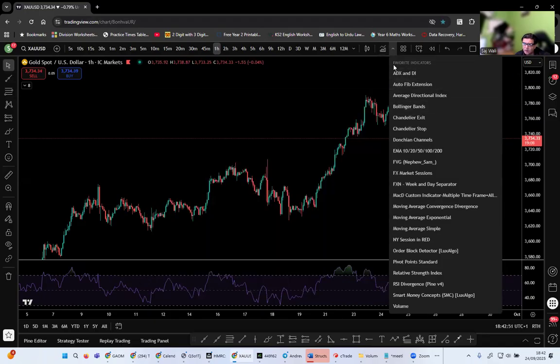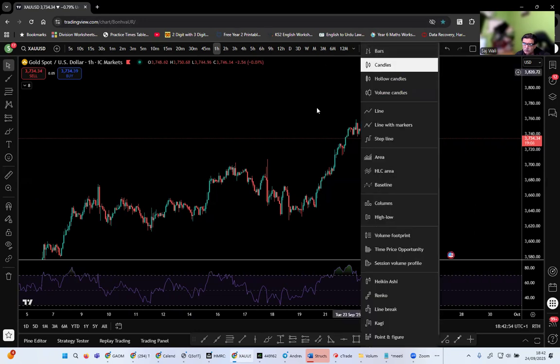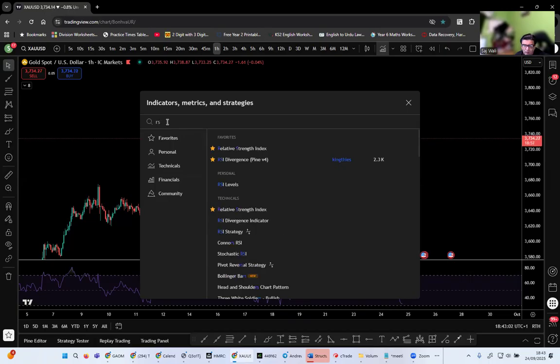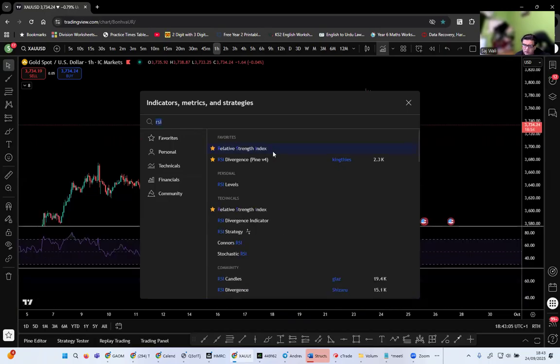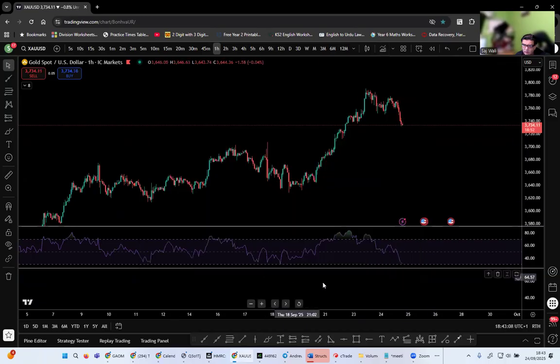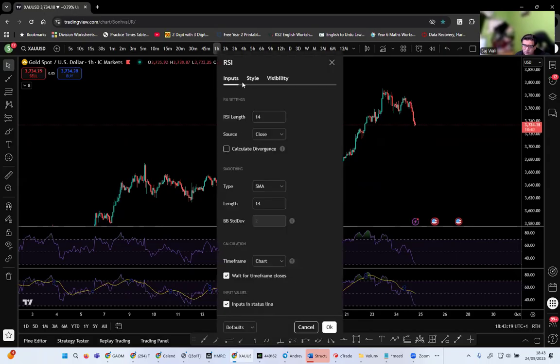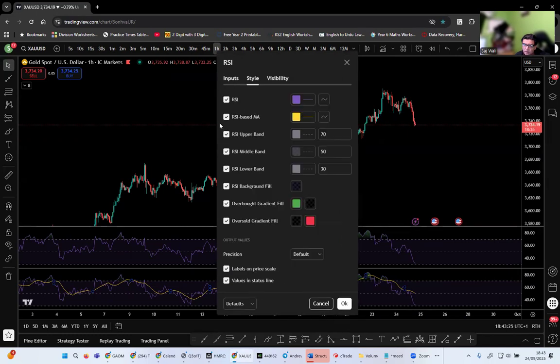But just to show you how to put it, just go to this indicators, metrics and strategies tab here, and then you put here, right here, RSI, relative strength index. Click on that, and you will have RSI, as the one I had before. But I have removed this yellow moving average. So all you have to do is go on style and remove RSI based MA. So that will be removed. And click OK. That's it.